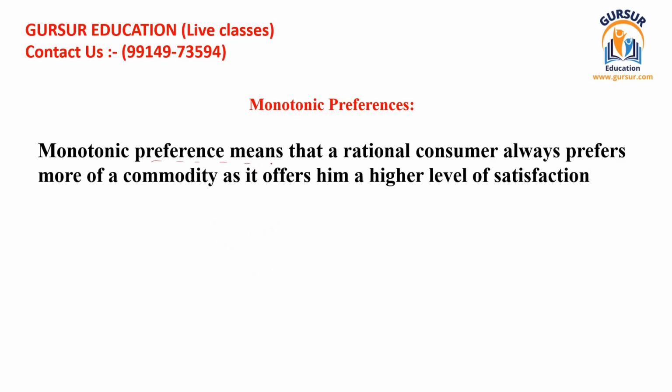So monotonic preferences means that a rational consumer always prefers more of a commodity as it gives him a higher level of satisfaction. And this is all about whatever you like and whatever gives you the higher level of satisfaction, you always choose that only.